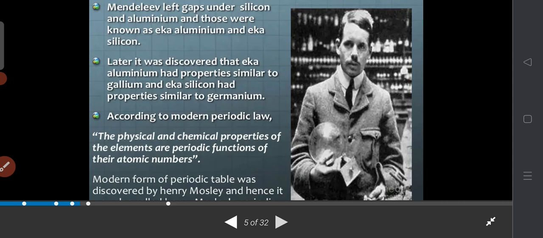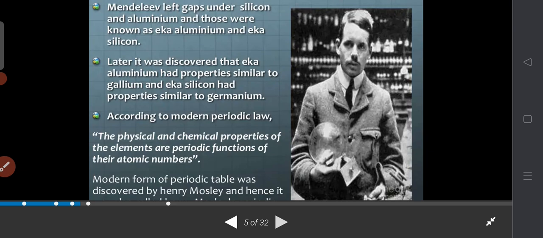After the Mendeleev periodic table, the modern periodic table came, and it is the latest law of the periodic table till now. According to the modern periodic law, the physical and chemical properties of the elements are a periodic function of their atomic number. So the elements should be situated according to their atomic number.